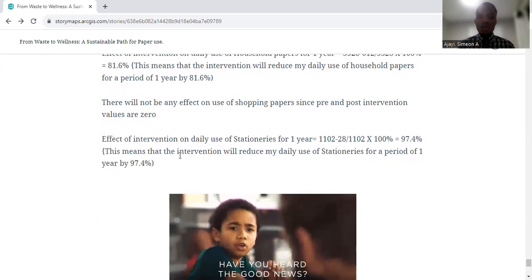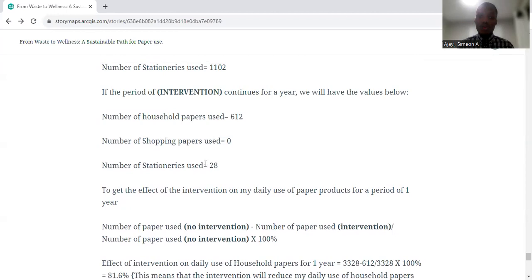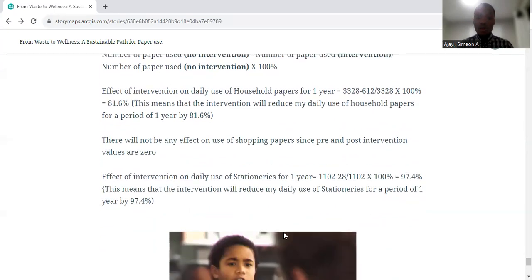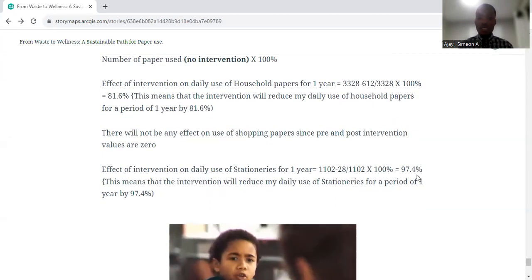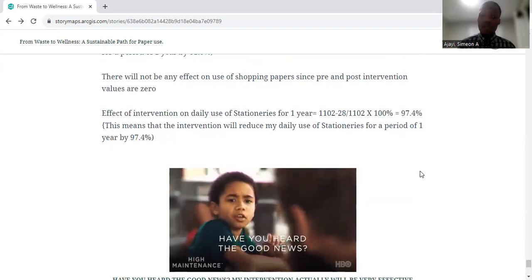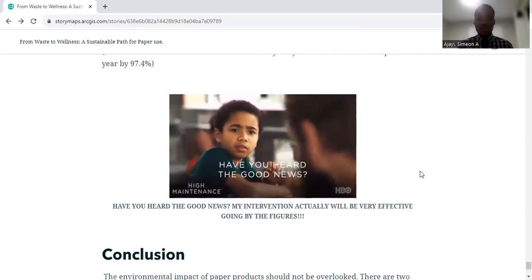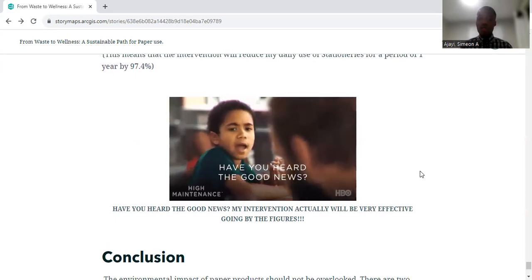And also the effect of intervention on daily use of stationeries, which means 1102 minus 28 over 1102, times 100%, which is 97.4. So if the intervention has continued for a year, it will reduce my daily use of stationeries for a period of 1 year by 97.4%. So have you heard the good news? The good news is that my intervention actually will be very effective going by these figures.